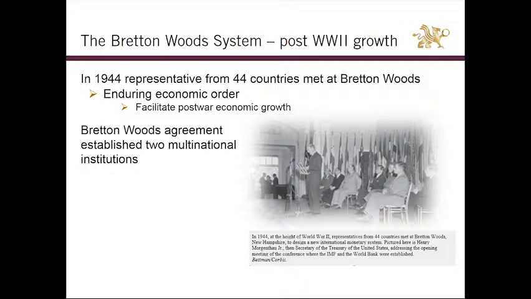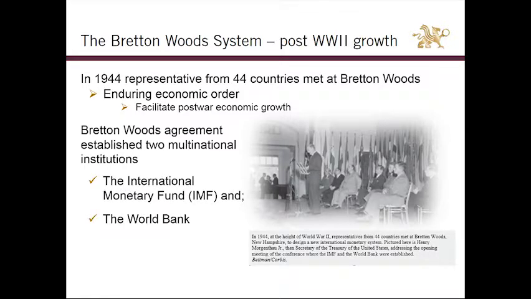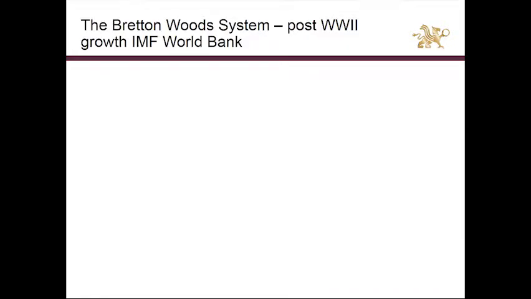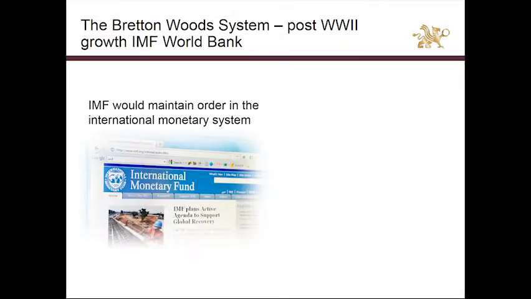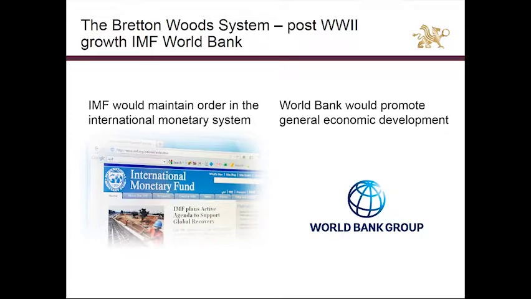The agreement reached at Bretton Woods established two multinational institutions, the International Monetary Fund and the World Bank. The task of the IMF would be to maintain order in the international monetary system, and that of the World Bank would be to promote general economic development. The Bretton Woods Agreement also called for a system of fixed exchange rates that would be policed by the IMF.